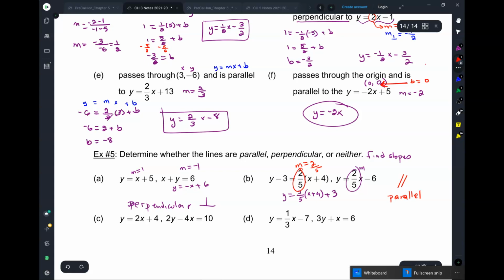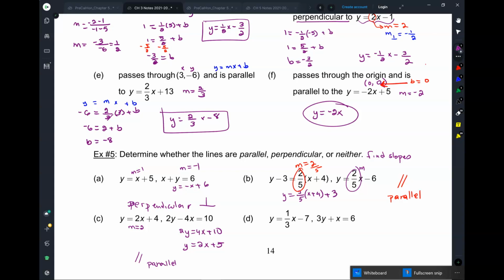Okay, what about the next one? m is 2 here. Okay, what about here? 2y equals 4x plus 10. y is 2x plus 5. What do you guys think? Parallel. The slope equals 2 over there as well.